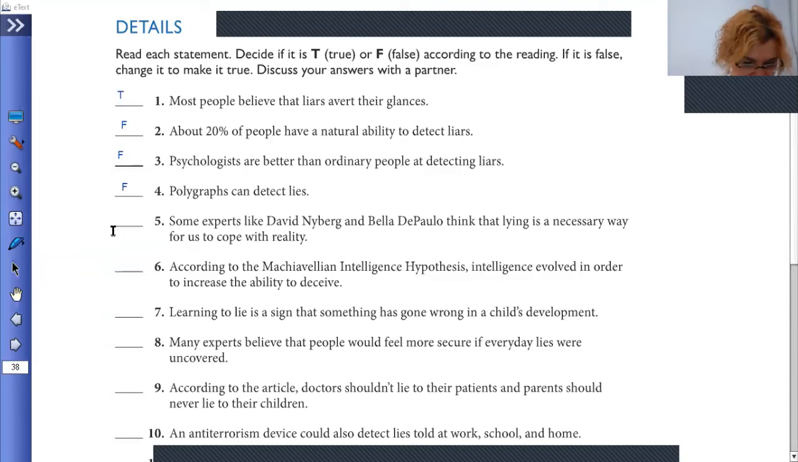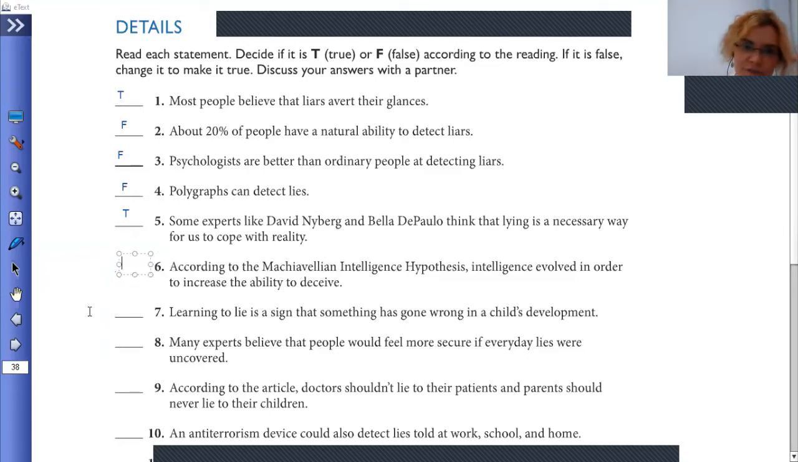Okay, number 5 and 6. Thank you. Number 5 and 6 goes for Kesia. Good morning, Kesia. Good morning. Okay, number 5, false. Yeah. No, number 5 is true. Some experts like David and Nana think that lying is a necessary way for us to cope with reality. That's what they believe, yeah? Not what the truth is, but that's just what they say in their text, from a psychological aspect.